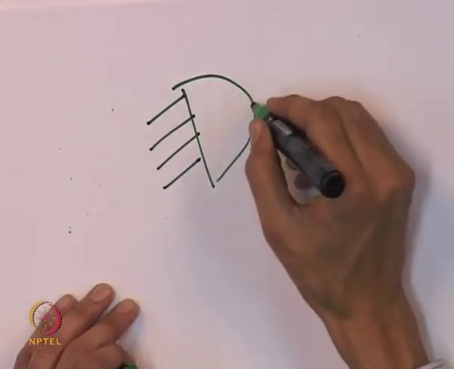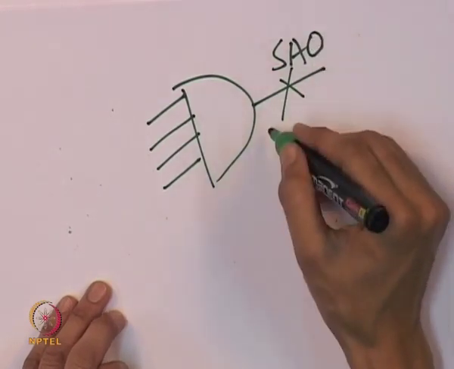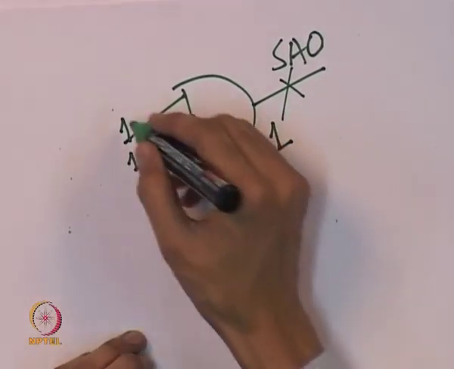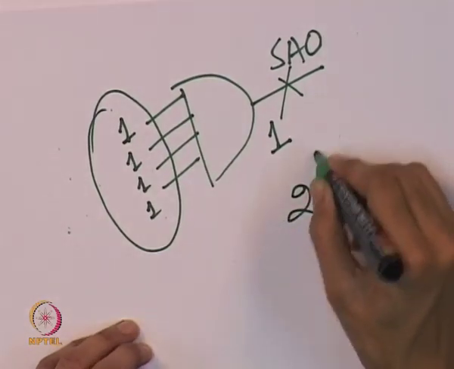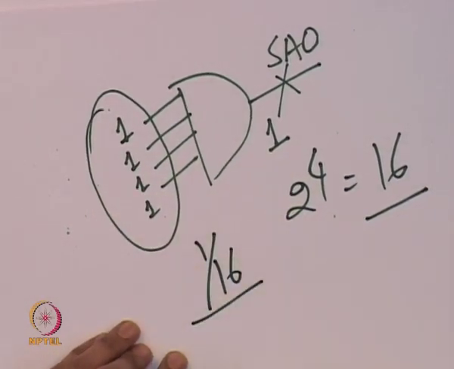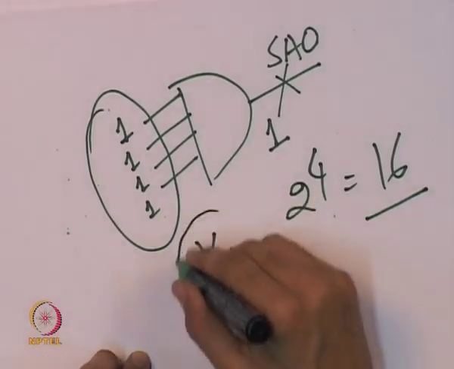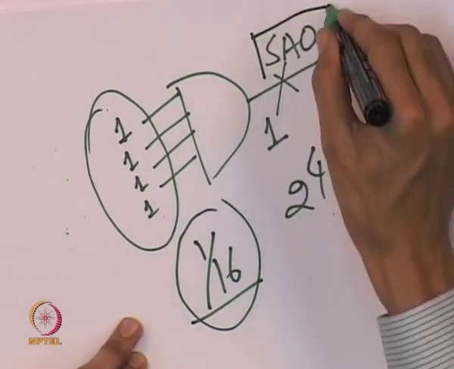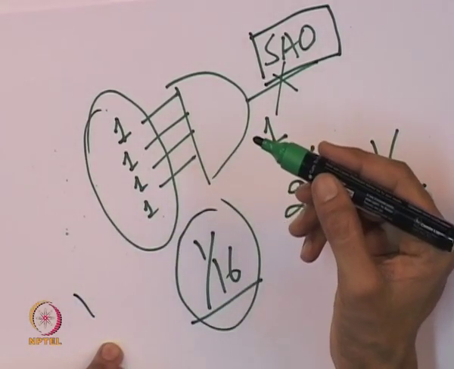One source of random pattern resistance comes from, for example, the same circuit I discussed. If I want to generate a test pattern for the stuck at zero fault here, that means here I want one, and there can be only one pattern that can excite this. So I have to generate this pattern, and for the 4 inputs there can be 2 raised to the power 4, that means 16 patterns, and the probability of generating this pattern is 1 by 16. And if I generate only a few patterns, say 5 patterns, the probability of getting this pattern is very low, and hence we may not be able to detect this particular fault. These kinds of circuits are called random pattern resistant fault circuits.